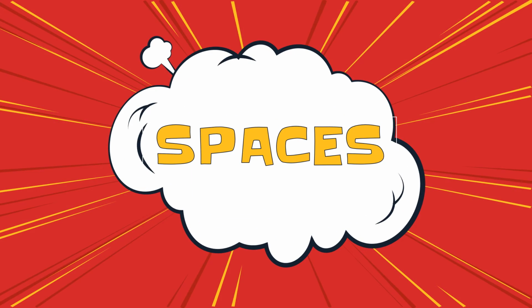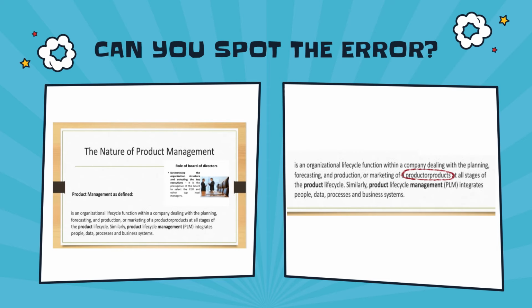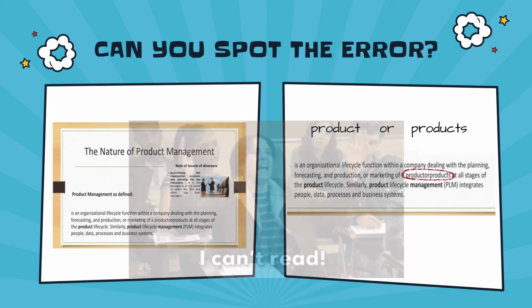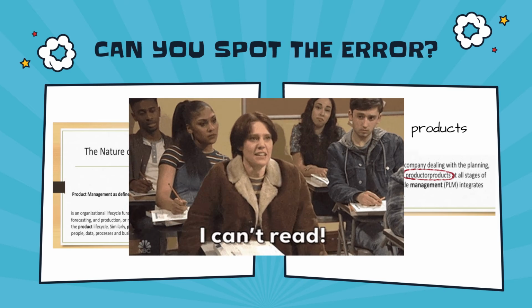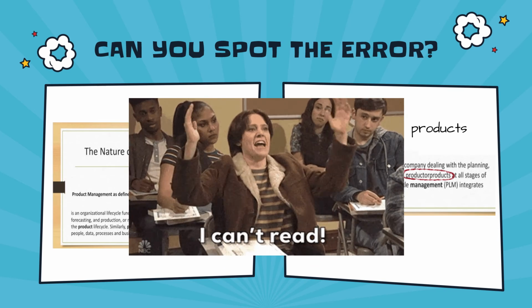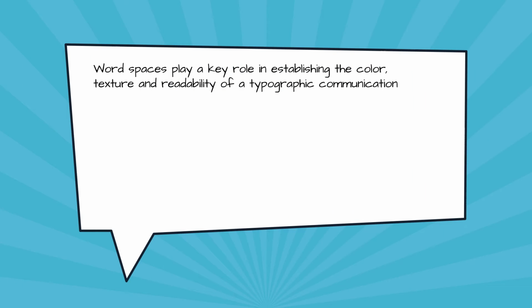Let us now move on to spaces. Do you see any errors? No? Uh-oh, I got you. There's an error. When you look closely, the words product or and products are put together without spaces in between. This causes confusion to the audience, even to the presenter, in distinguishing one word from the other, and that may affect one's reading comprehension.